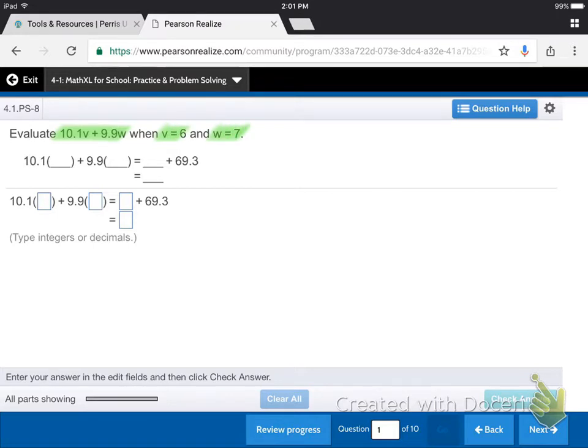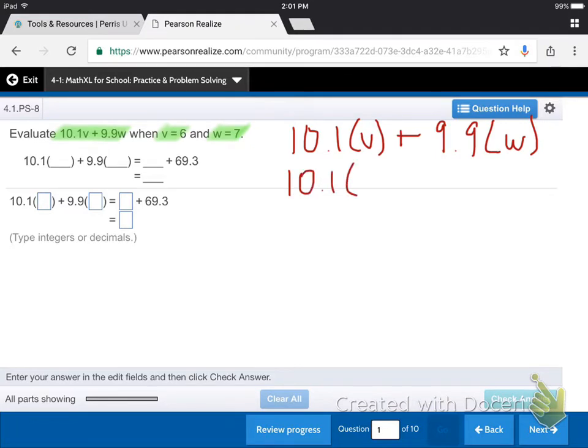So let's rewrite it as 10.1, and then we'll use parentheses for the multiplication, and then we'll add 9.9W, and that means times W. So now instead of V and instead of W, we're going to put the numbers that they equal. So this is going to be 10.1 times 6, that's V, plus 9.9 times 7, that's W. Now all we have to do is do this multiplication. 10.1 times 6, remember to do multiplication first because it comes first in order of operations.